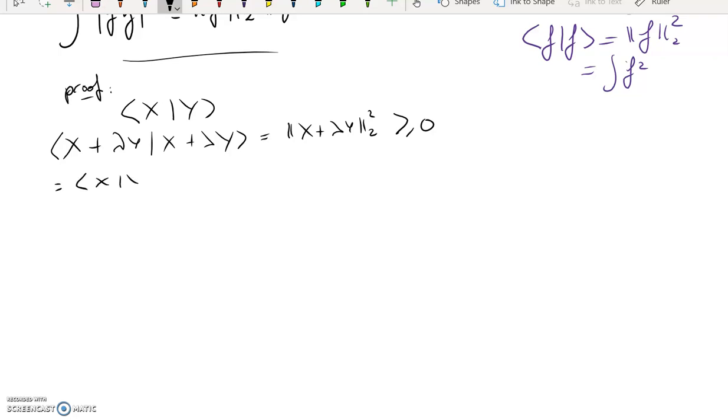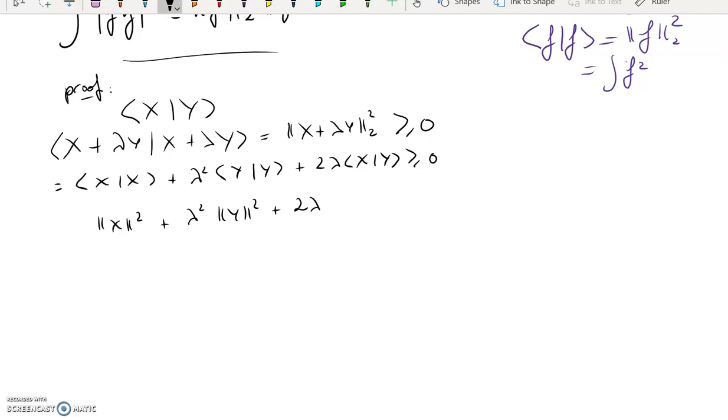That's going to be x with x, plus lambda square y with itself, and you're going to get 2 times lambda x y, because it's a symmetric inner product. Right, and again that's greater than or equal to 0. So we get norm of x square plus lambda square norm of y square plus 2 lambda x y.